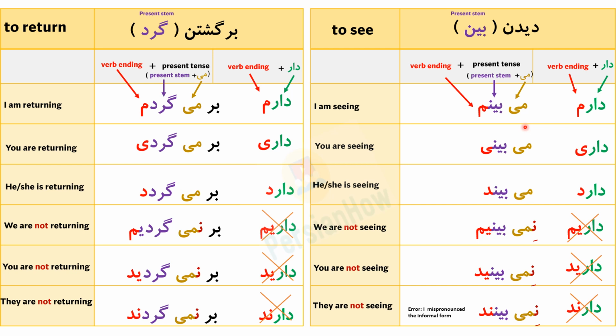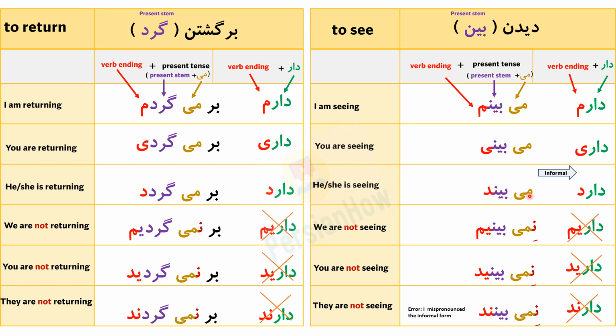Let's go over the full conjugations for these two verbs. The first three are positive, and then the second three are negative. So you can also see the negative version too. دارم میبینم. داری میبینی. دارد میبیند. And then for the negative, we said we do not need the auxiliary verb. نمیبینیم. نمیبینید. نمیبینند. So now let's go over the informal.